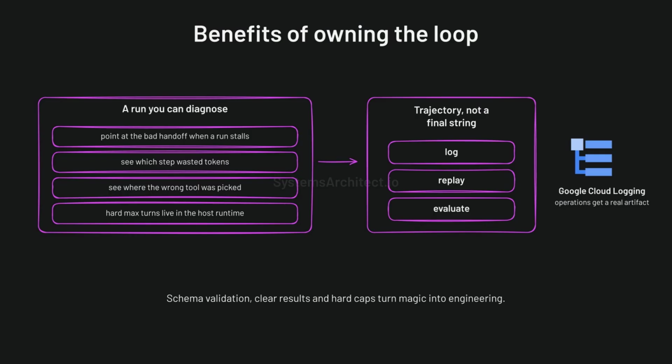Owning the loop makes multi-step goals diagnosable instead of magical. You can point at a bad handoff when a run stalls, wastes tokens, or picks the wrong tool. Cost and reliability improve when schema validation, clear tool results, and hard max turns sit in the host runtime. Operations get a real trajectory to log, replay, and evaluate rather than a single final string.